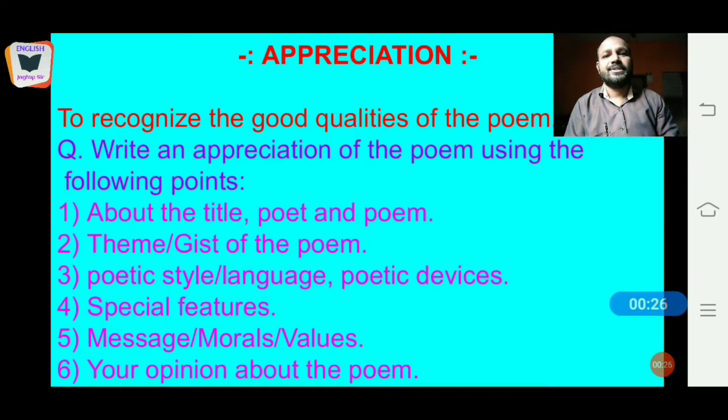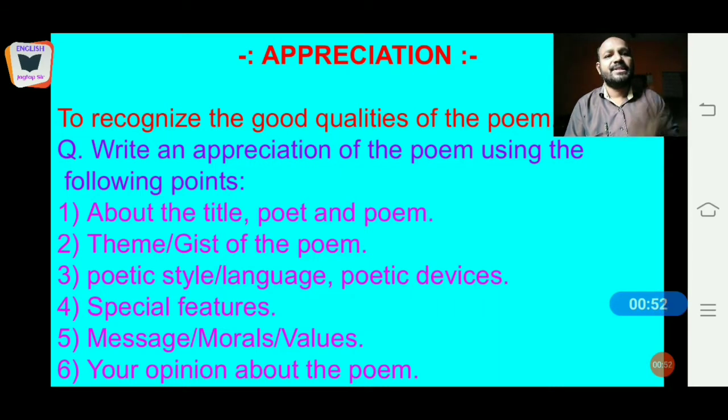So how will the question be asked to you about an appreciation of the poem? As you can see on the screen, write an appreciation of the poem using the following points. Means points will already be given to you. You have to write an appreciation of the poem. So what are the points? Look at the points one by one.